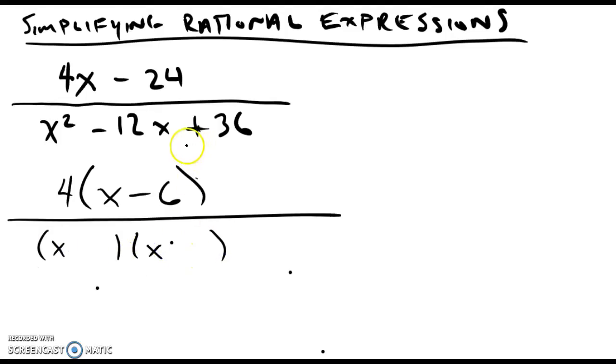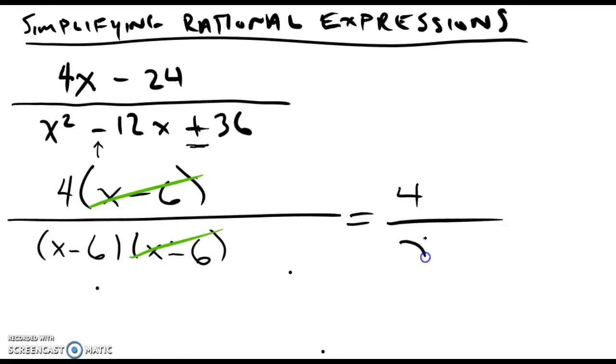We're going to look here, in case you forgot. We either have 2 positives or 2 negatives. Look here, and we have 2 negatives, that means. What times what gives you 36 that adds up to 12? Well, 6 and 6. And now we can actually cancel. We can simplify it, cancel out the x minus 6's. So we wind up with 4 over x minus 6.